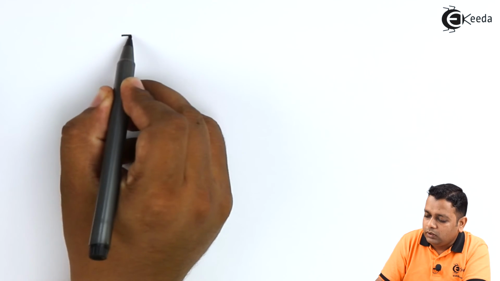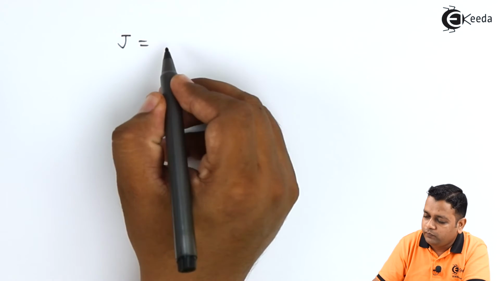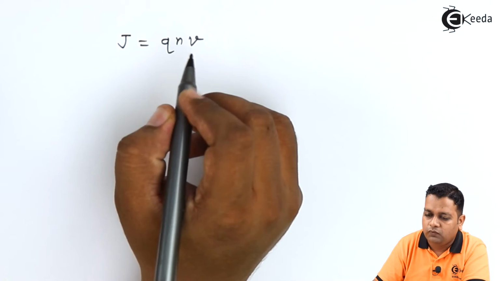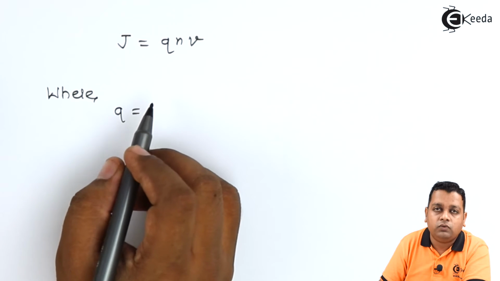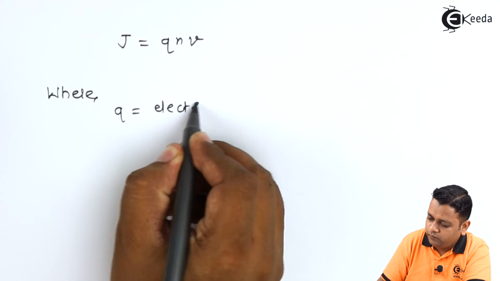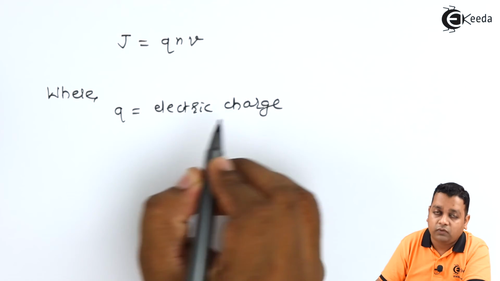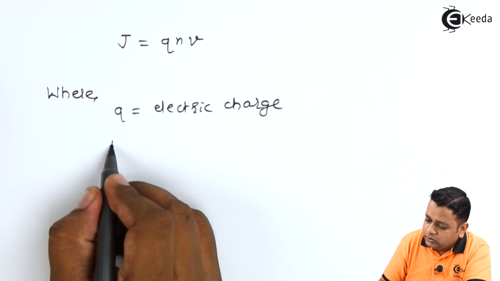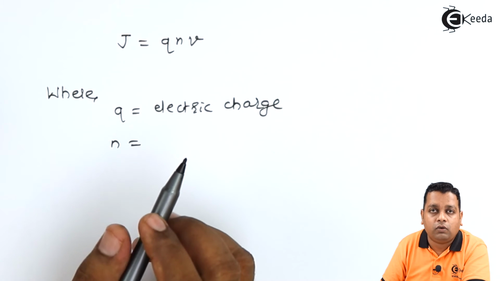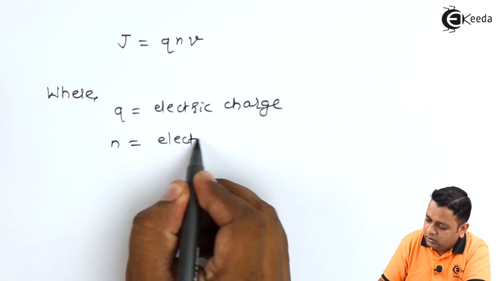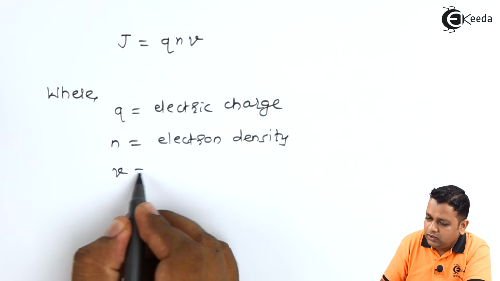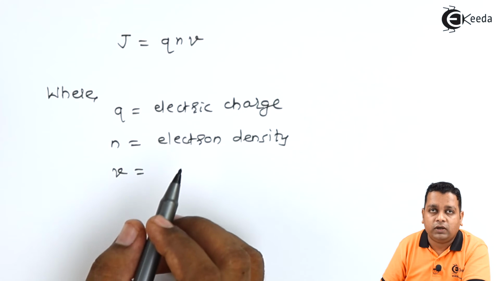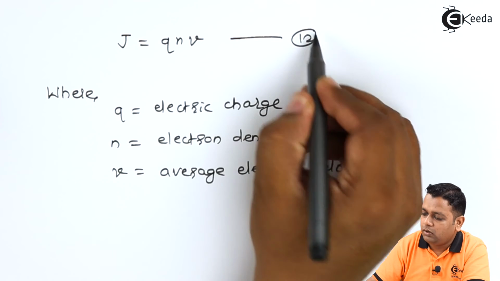Now the cross-sectional current density J bar, in magnitude simply J, can be expressed as Q into N into V here, where Q is equal to electric charge, that we can also represent by small e. Small n is equal to the electron density or concentration of electrons. So I mention here electron density. And small v can be represented as average electron velocity. So this can be given as equation number 12 here.